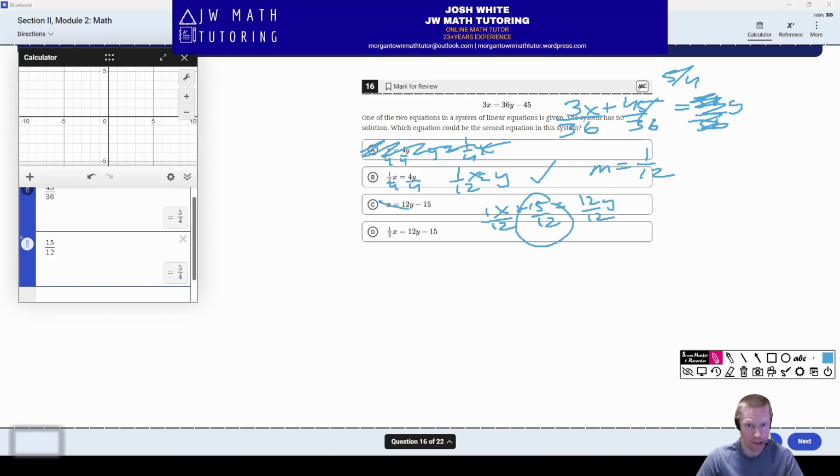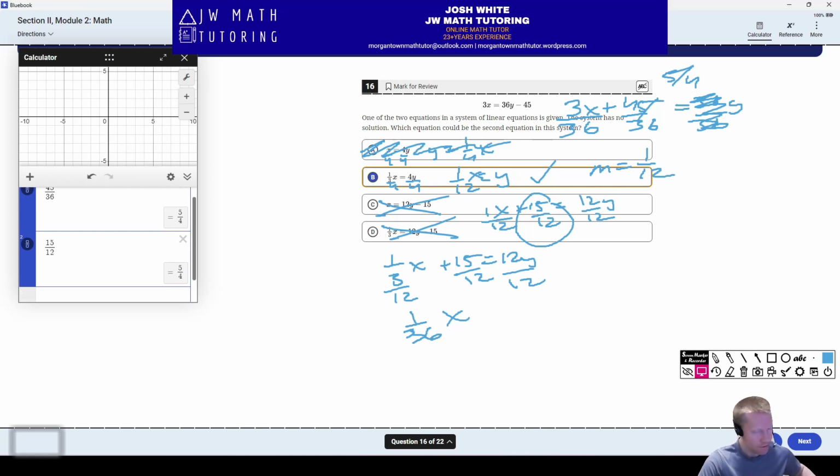We need the slope to be the same, but the y-intercept to be different. And lastly, with D, if you just add 15 here, 1/3 x plus 15 equals 12y, and you divide by 12, okay, this slope is going to be 1/36. It's not going to be the same slope. It does have the same y-intercept, but it doesn't have the same slope, so that one's out. So the correct answer for this one is B.